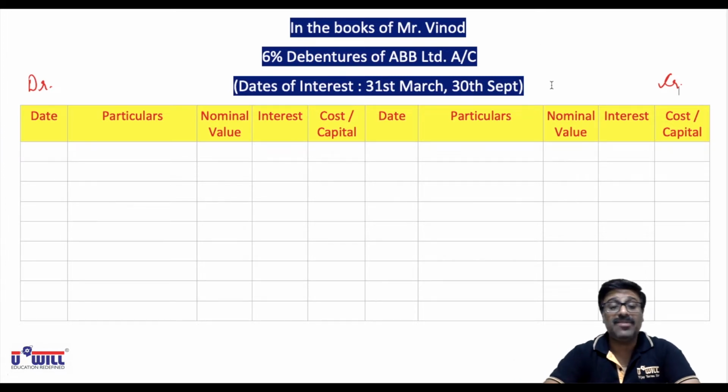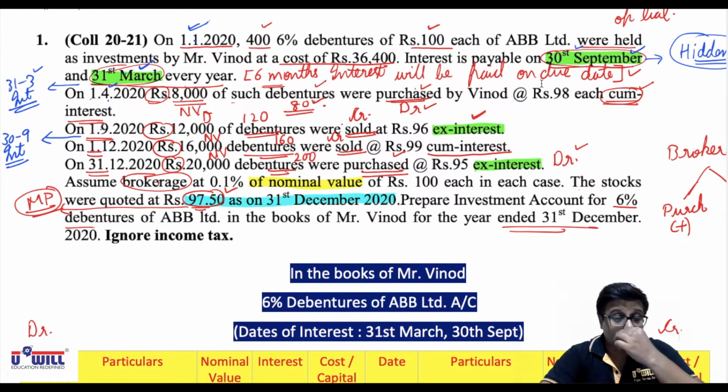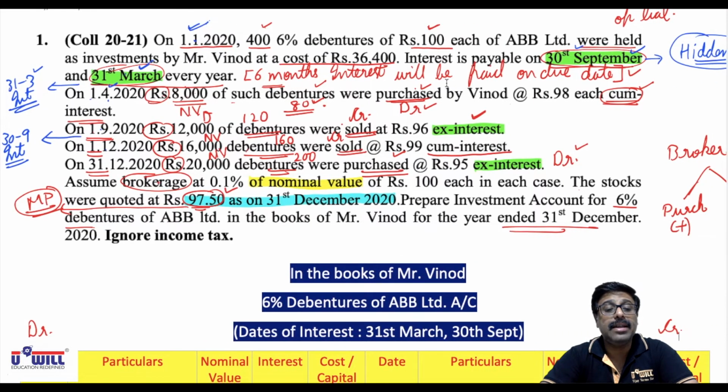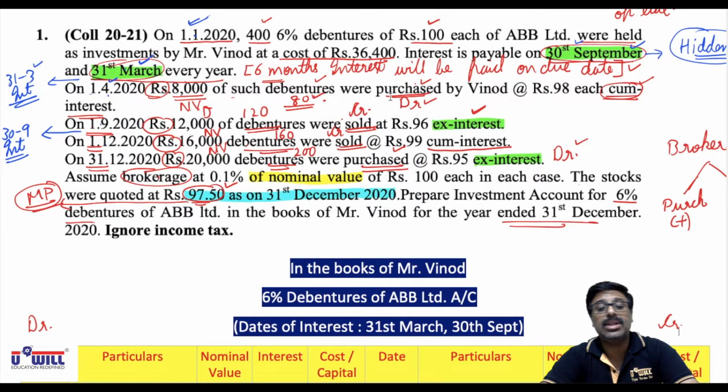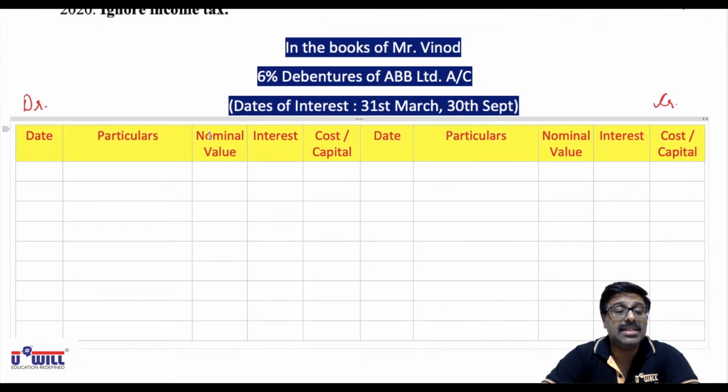I hope you all have done the format. So let us now record this. Be attentive. Very first, on 1/1/20, 400 6% debentures of 100 each of ABB Limited were held as investments by Mr. Vinod at a cost of 36,400. Now, as we discussed, 1/1/20 they were held means it's the opening balance. Opening balance will come on the debit side.